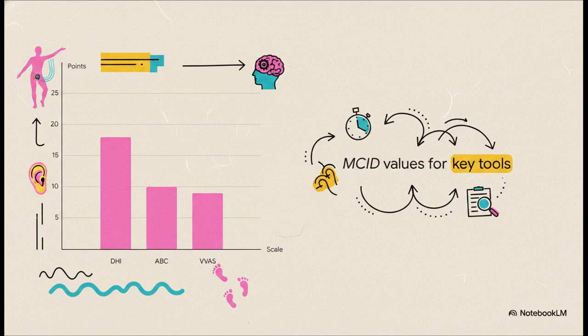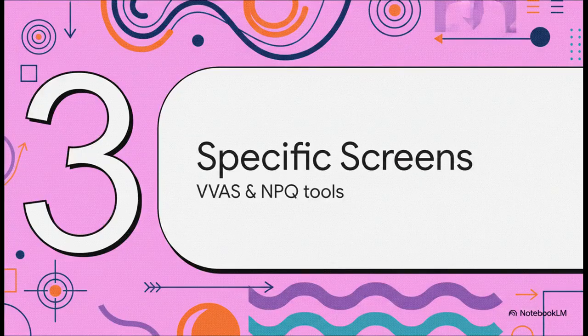The big takeaway here? Ground every single progress note and discharge summary in these meaningful metrics. Don't just celebrate raw score swings, celebrate actual meaningful change. All right, Section 3, Specific Screens, focusing on the VVAS and NPQ tools.